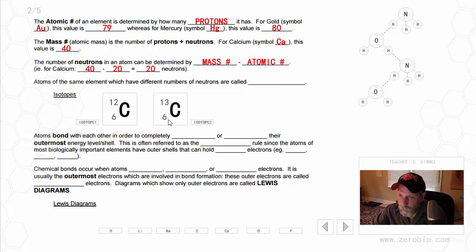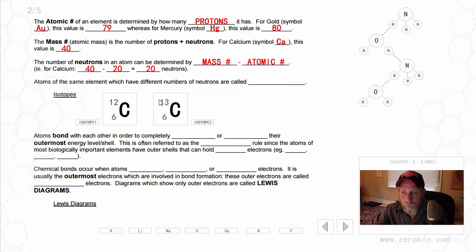And so this number is the same between them. This is the number of protons for carbon, which happens to be 6. Now, this number, though, the mass number, has changed. And remember, the mass number is made up of the number of protons and the number of neutrons. Well, the protons can't change. So what did change? The number of neutrons. This version of carbon, this isotope of carbon, has one more neutron than this one does.